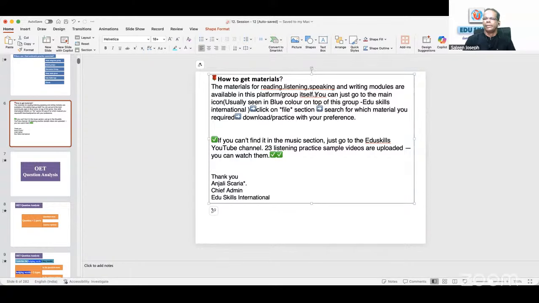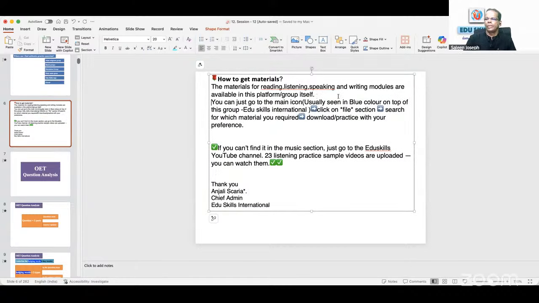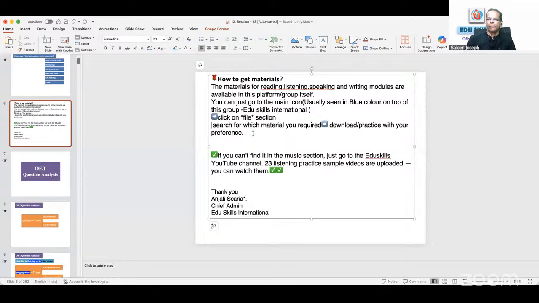And how to access it? You can just go to the main icon. Main icon means on top of the group, where the name is usually seen in blue color, EduSkills International. Then click on the file section. Then search for which material you require. Then download and practice with your preference.